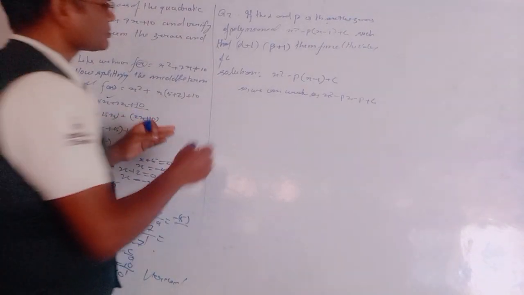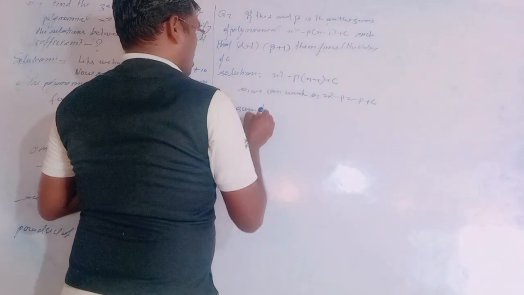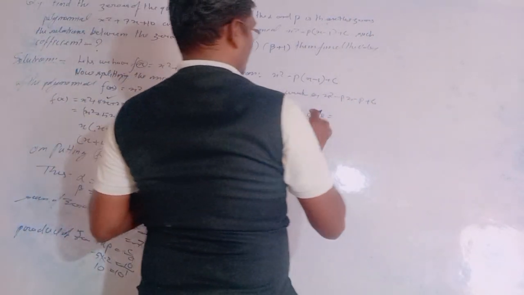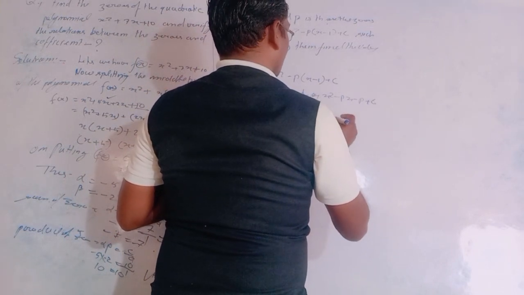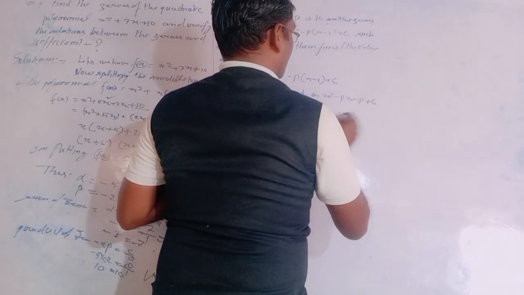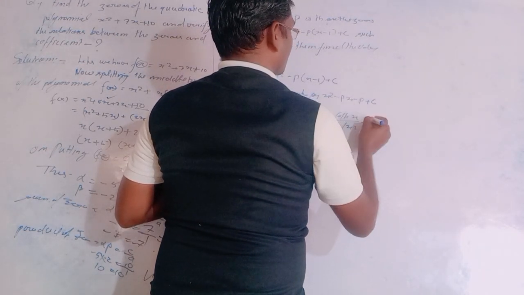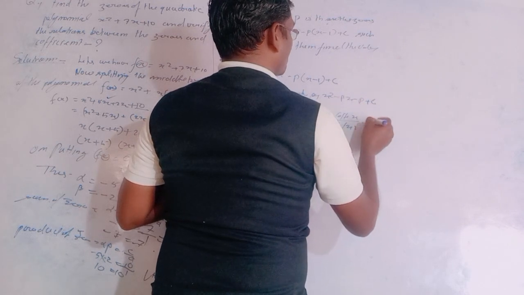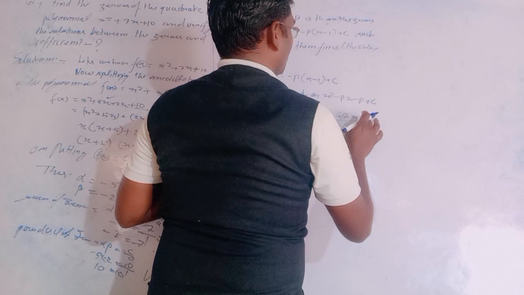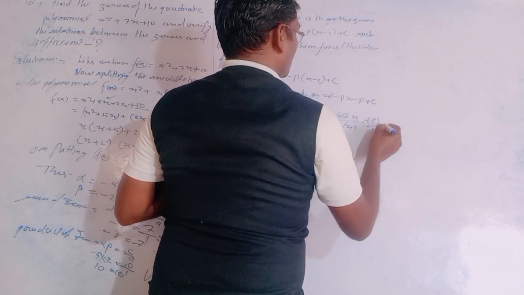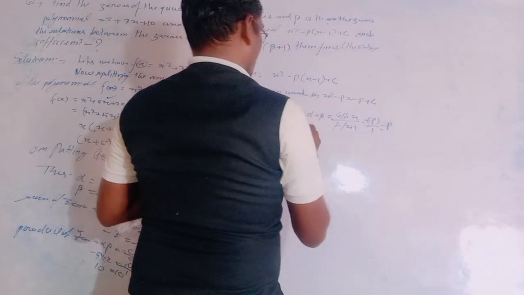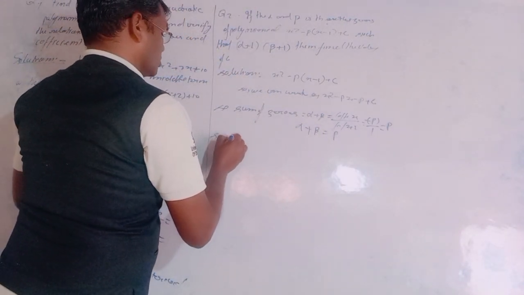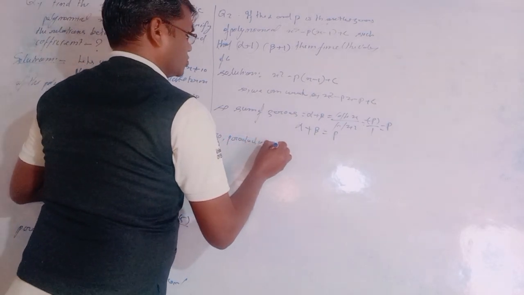So alpha plus beta is the sum of zeros, which is always the coefficient of x upon the coefficient of x square, with a minus sign. The coefficient of x is minus p, so minus of minus p by 1, and we will get here p. So alpha plus beta is always p.